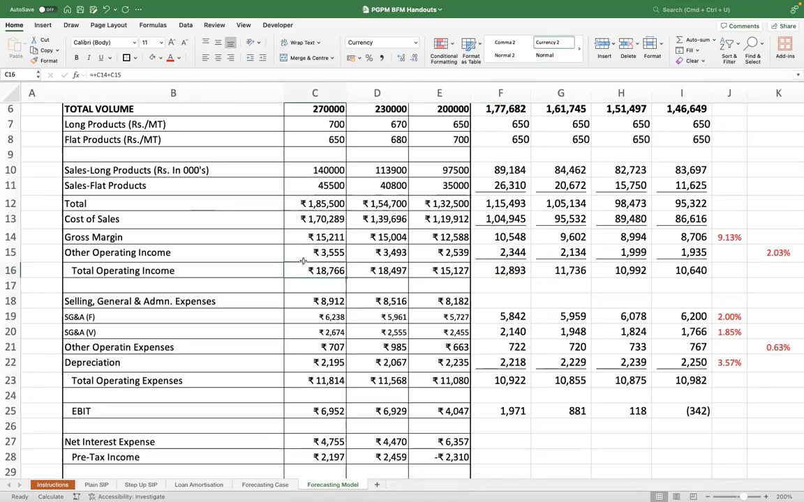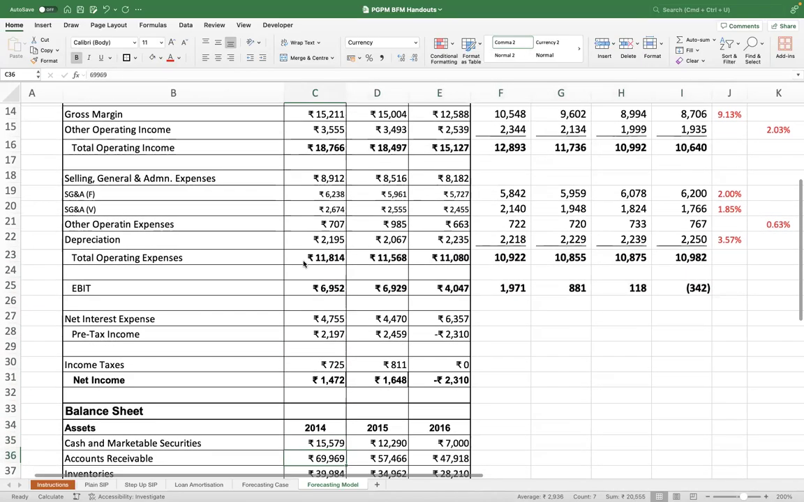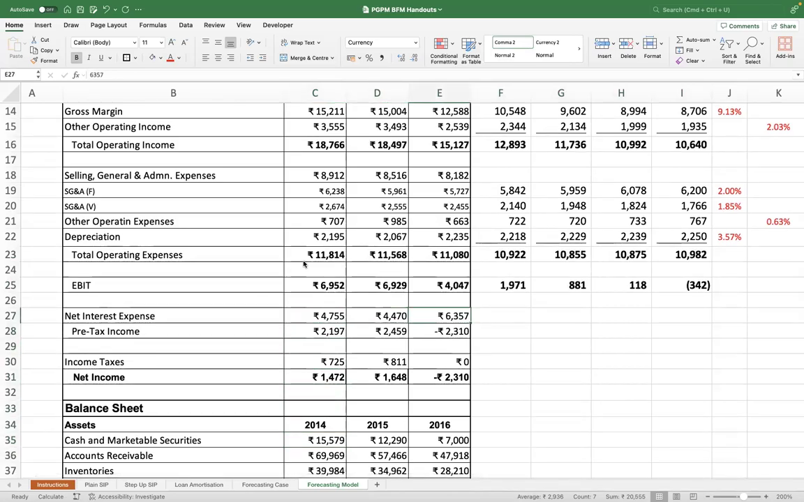I'm just highlighting the critical figures. Operating income needs to be in bold. Operating expenses need to be in bold. EBIT needs to be in bold. You got it, Saurabh? So can we move it down?